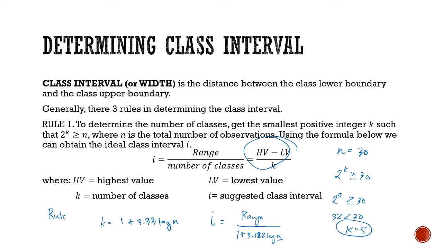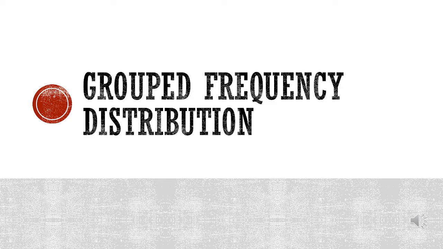And for rule 3, you just need to identify the ideal number of classes. For that, you also just need to use the range. With that range, you divide the range by your number of classes. Okay? So that is how you determine class interval.